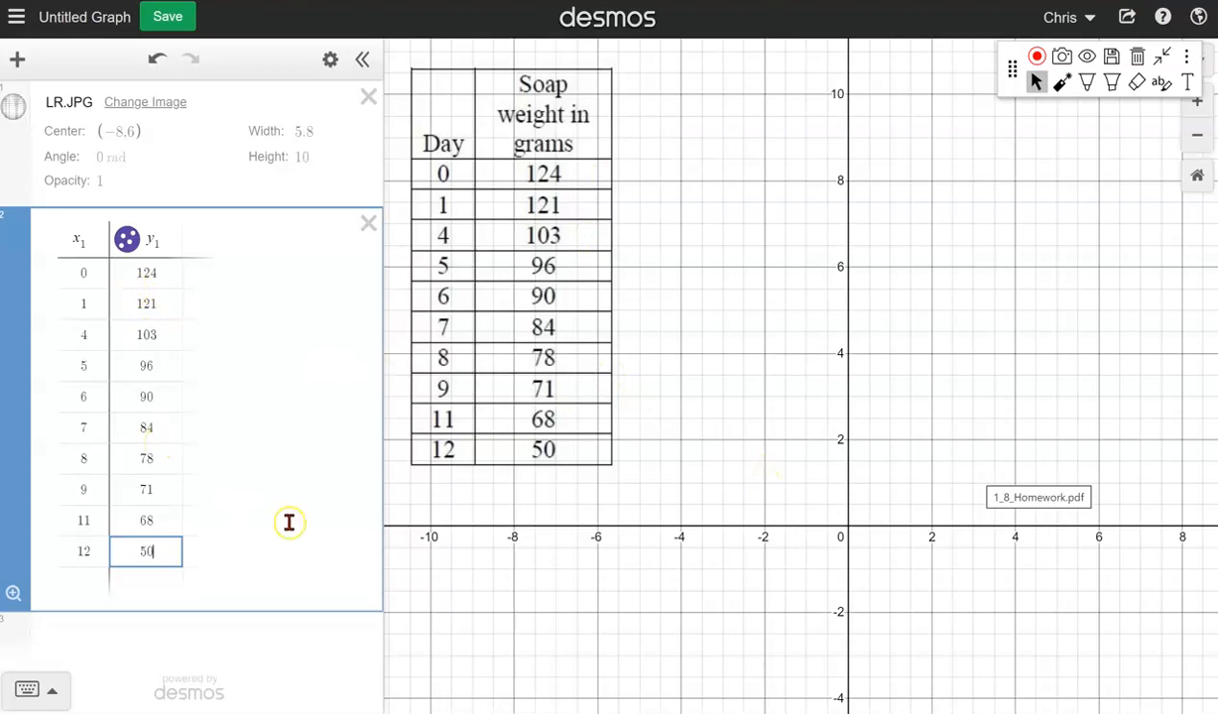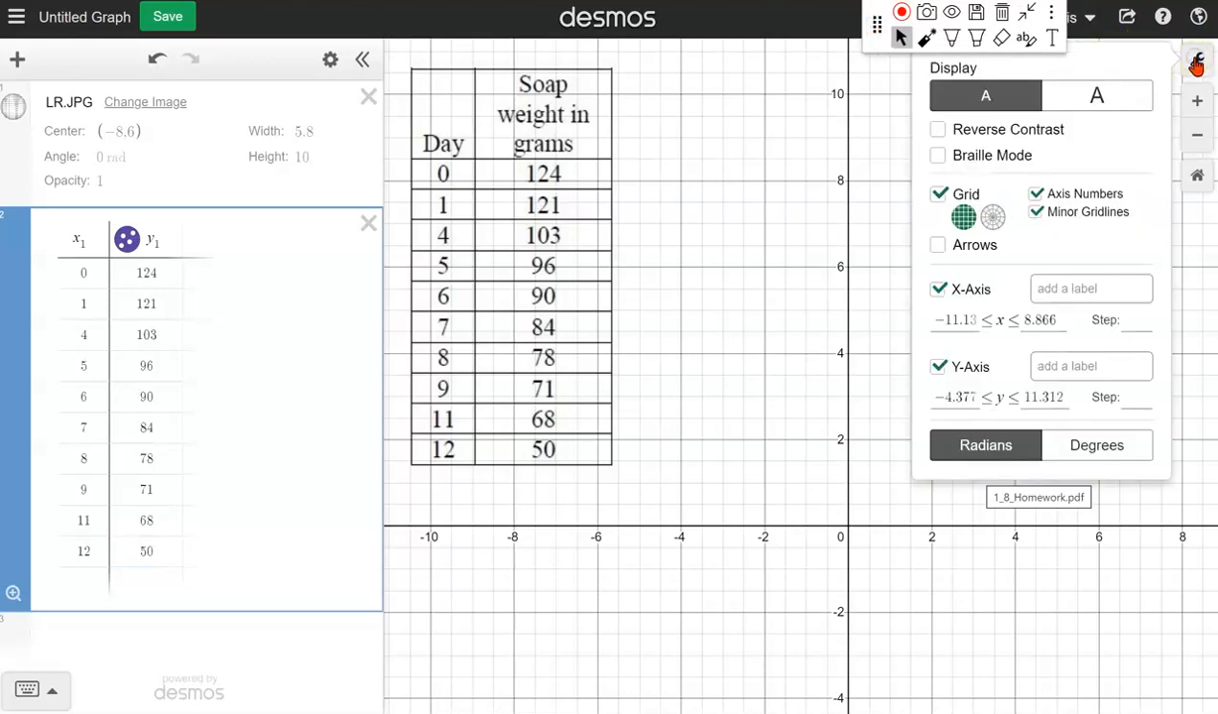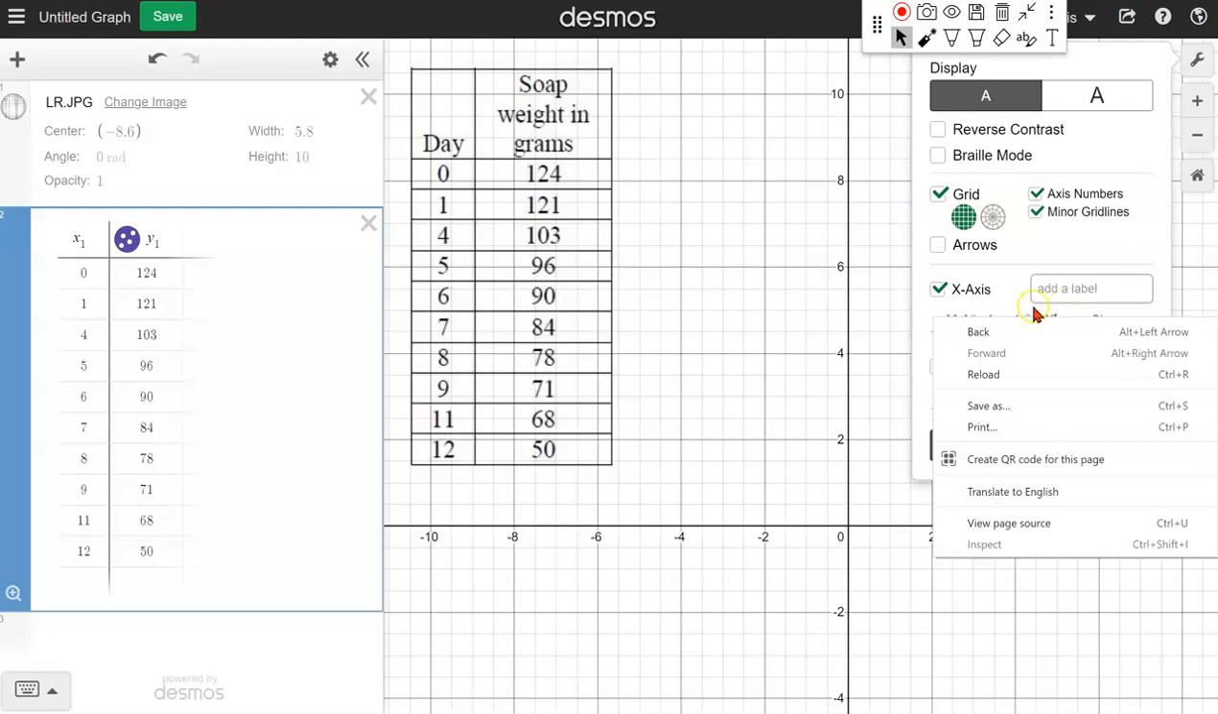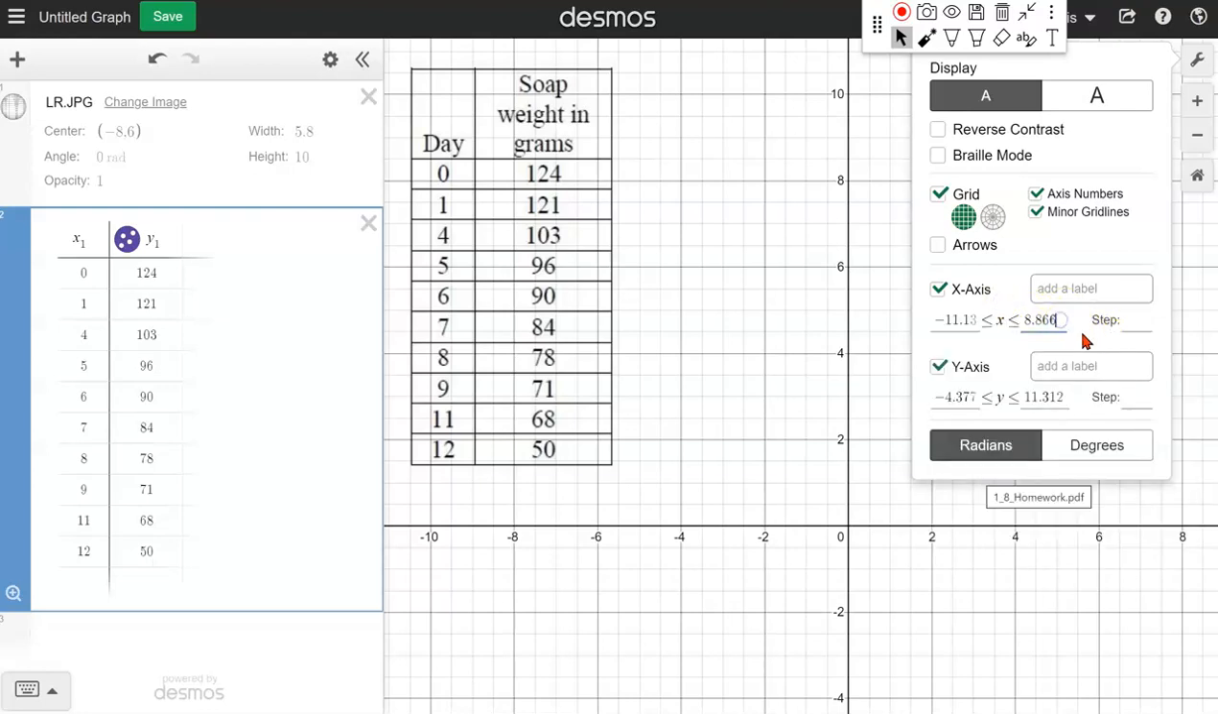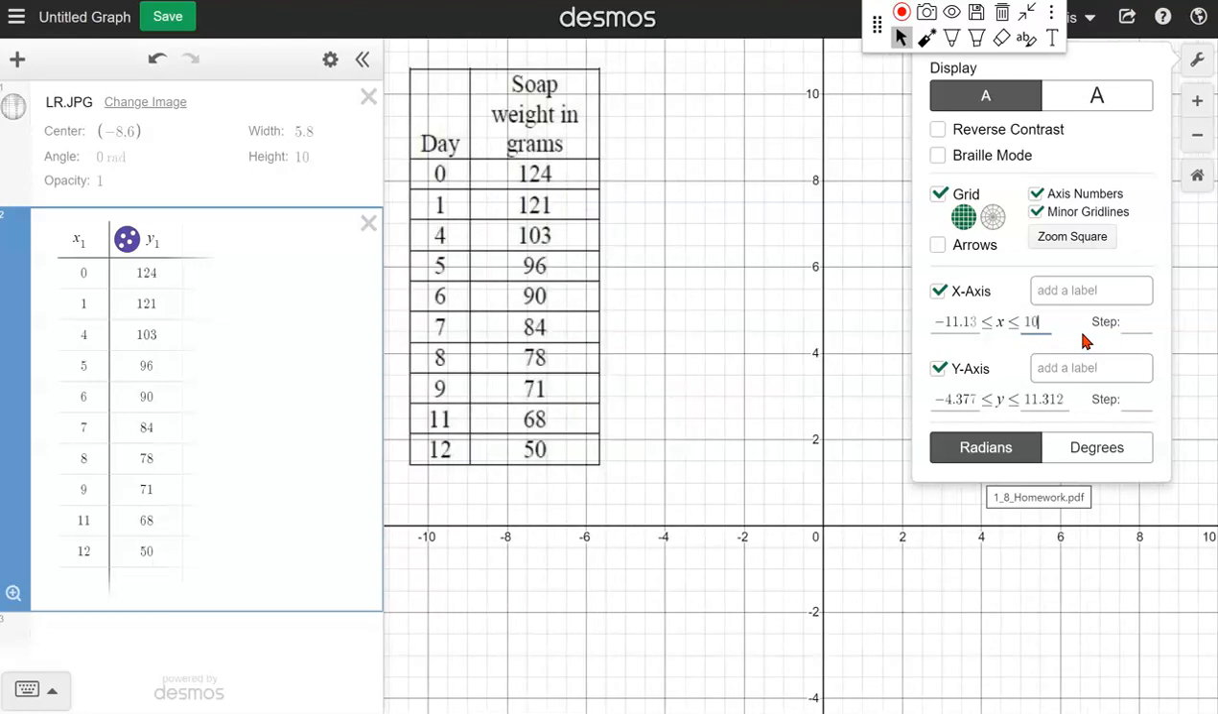When we enter all this data, as you can see, we don't see any points here. We learned this also from last activity, how to adjust the window. So you have to click on this, which is the graph settings. And you have the grid. We just have to change our x-axis and y-axis. So let's say we want from -10 to 10. So let's change this from -10 to 10.